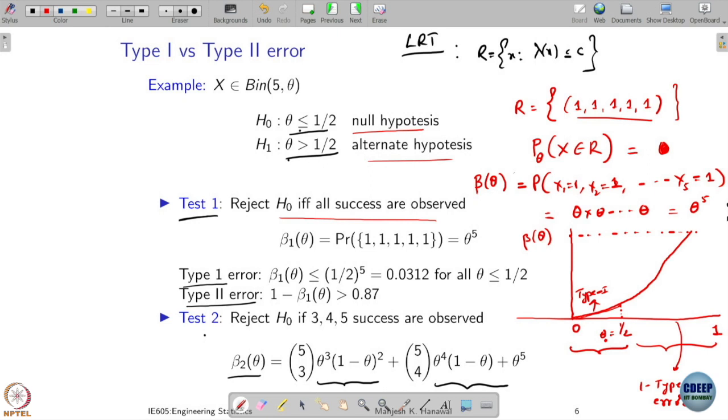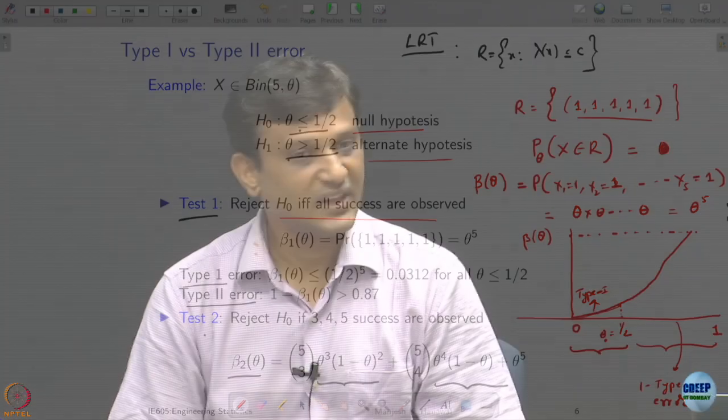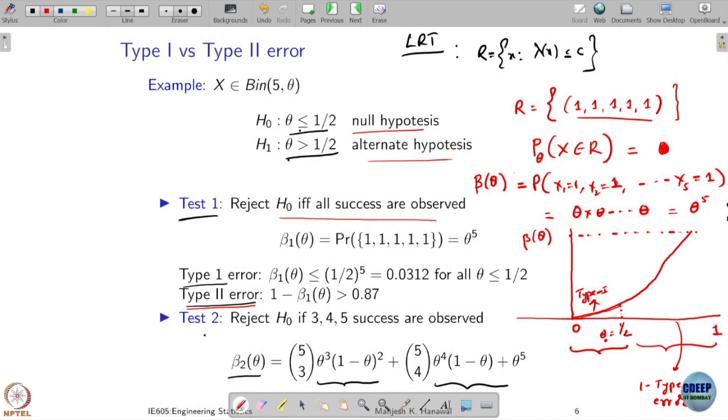Okay, now let's look into the type 2 error. So what is the type 2 error now? Let's try to actually compute its smallest value. Now, 1 minus type 2 error will be represented by this region. Maybe if I look into the complement of this, it will go something like this. I'm just trying to draw the complement of this.